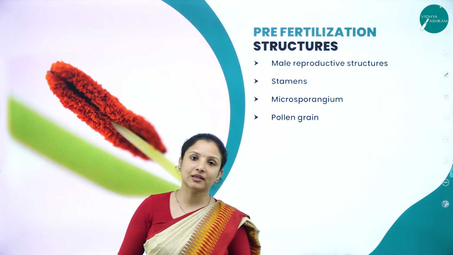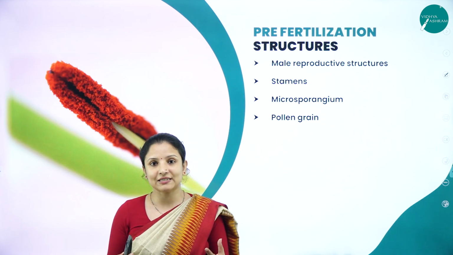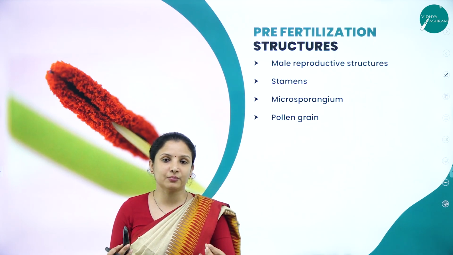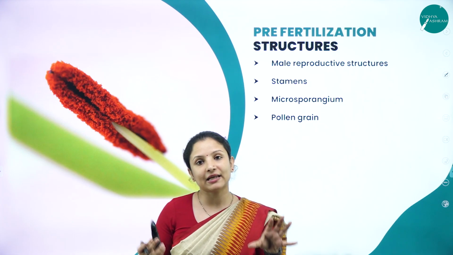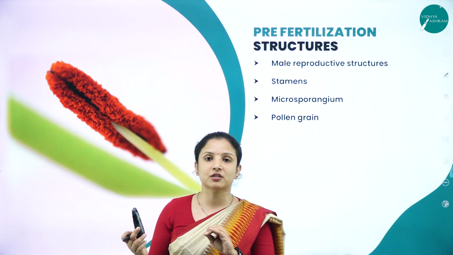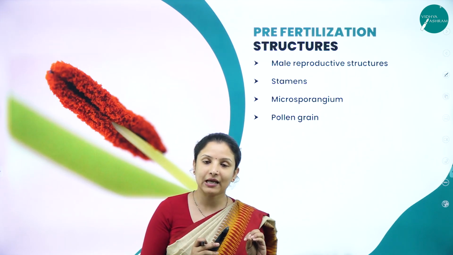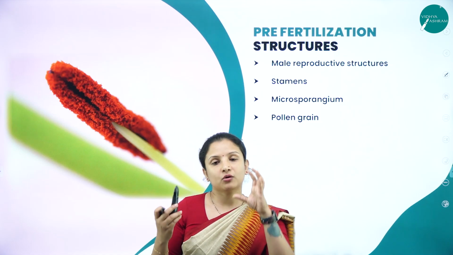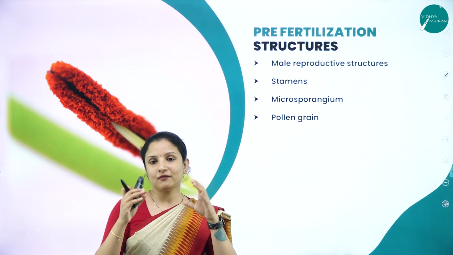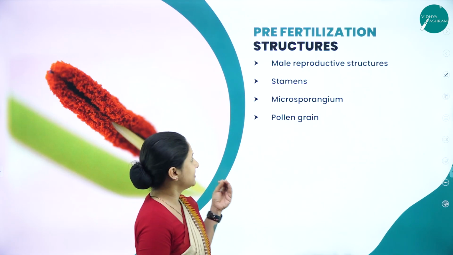That is the pre-fertilization structures. So what do we mean by fertilization? Fertilization is the fusion of the male and the female gamete. Here the male gamete is related to the pollen grains, which are produced by the anther, and the female gamete is nothing but the ovule. When the ovule fuses with the pollen grain, we call it fertilization. So now we need to know about the pre-fertilization events.